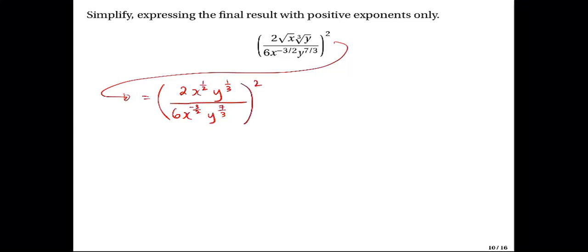It's easier to calculate the expression if you have exponents compared to having radicals. Okay? And then let's just simplify this. Let's simplify the expression inside the big parenthesis here before we do the squaring. So if you do that, you have 2 over 6. Okay? You have 2 over 6. That becomes 1 over 3.